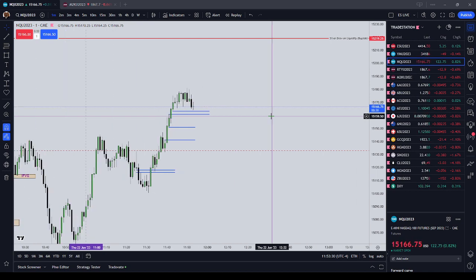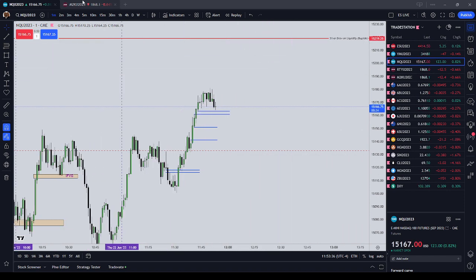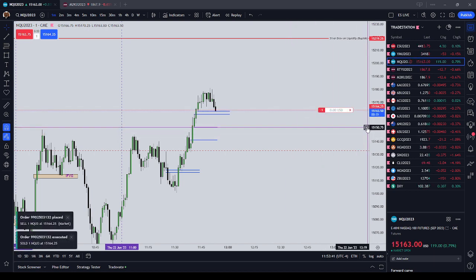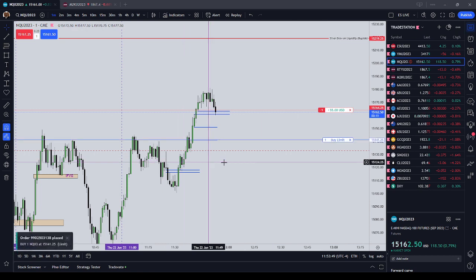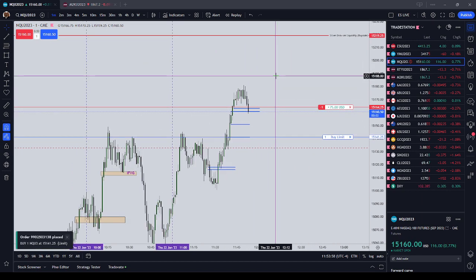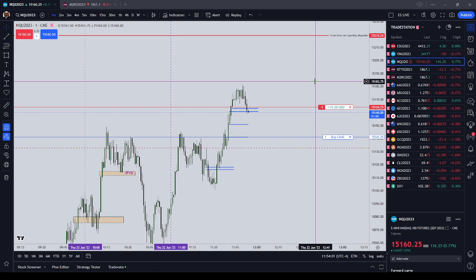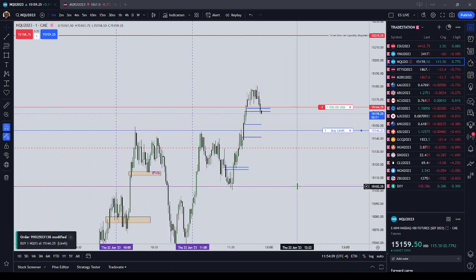So, coming into New York lunch, we are going to go run some short-term stops. So, with that being said, order filled. I'm going to take a quick short just down to this fair value gap. I think we're going to come down to there. I remain bullish on the NASDAQ. I'll put it halfway right there. I'm happy with that.